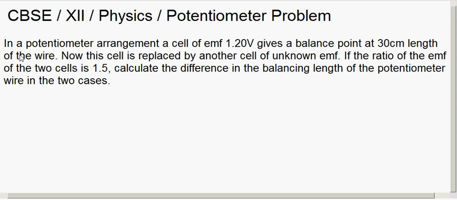Let us read it once. In a potentiometer arrangement, a cell of EMF 1.2 volt gives a balance point at 30 centimeter length of the wire. Now this cell is replaced by another cell of unknown EMF. If the ratio of the EMF of the two cells is 1.5, calculate the difference in the balancing length of the potentiometer wire in the two cases.